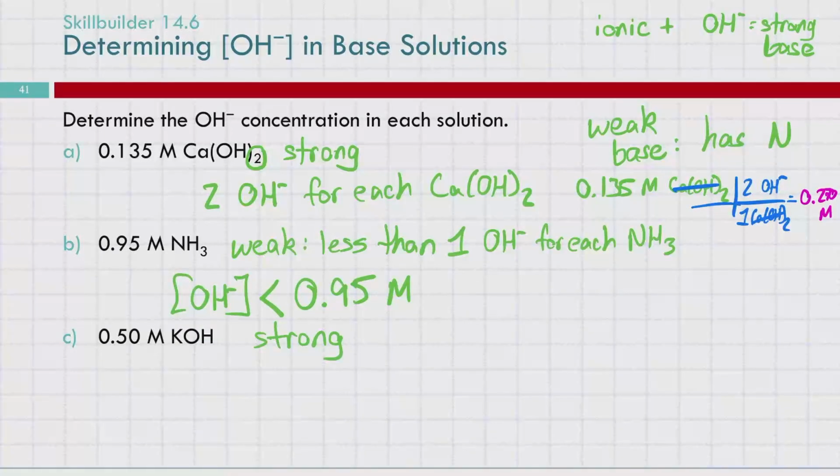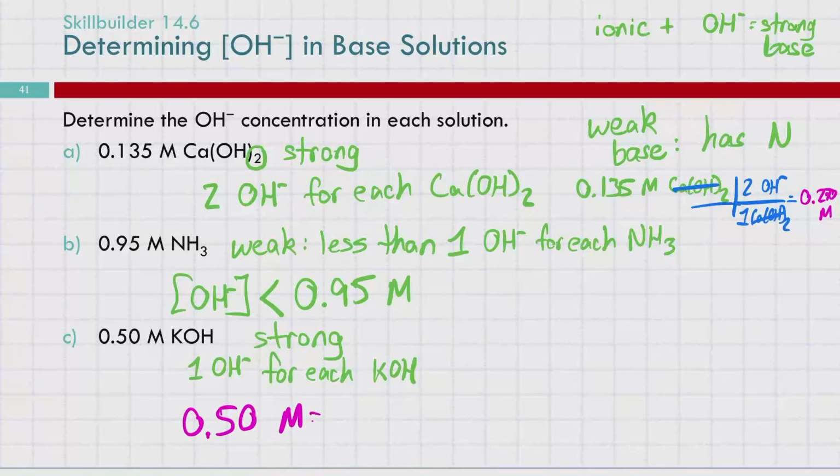How many hydroxides do we have here? One hydroxide in each KOH, 1-to-1 ratio. We love multiplying by 1. At least I love multiplying by 1. 0.50 molar is our concentration of hydroxide. Questions about any of those?